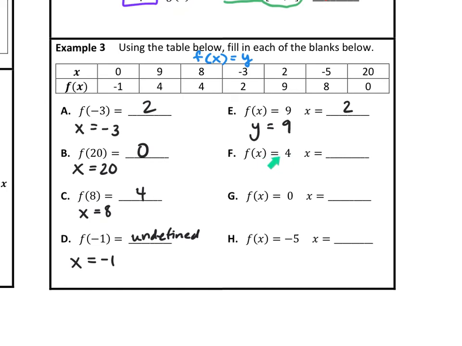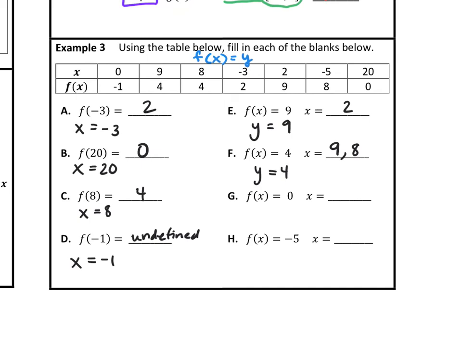Next one, y equals 4. So I'm going to scan my second row and look for 4. Hey, I got 2. There's two values for y equals 4. What x's do they have? Well, one of them has a 9 and the other one has an 8. So those are 2 answers. So for this example, I have an answer of 9 and an answer of 8. Because there's 2 x's with the same y value.